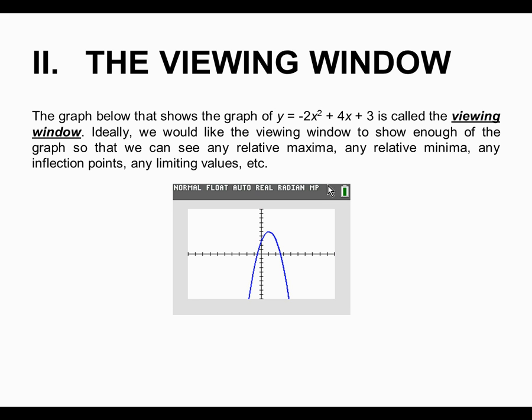The viewing window. The graph below, which is again y equals negative 2x squared plus 4x plus 3, is called the viewing window. Ideally, we would like the viewing window to show enough of the graph so that we can see any relative maxima, relative minima, any inflection points, and limiting values, and so on. A lot of people like to see where it crosses the x-axis, which are the x-intercepts, and of course I can see them here. A lot of people like to see where it crosses the y-axis, which is the y-intercept. So notice, this is a good viewing window for this particular graph. I can see intercepts, I can see a max, and there aren't any limiting values, and there is no minimum value, so this really is a good viewing window. This was the default viewing window on the calculator.